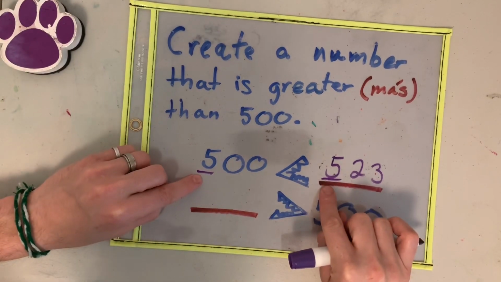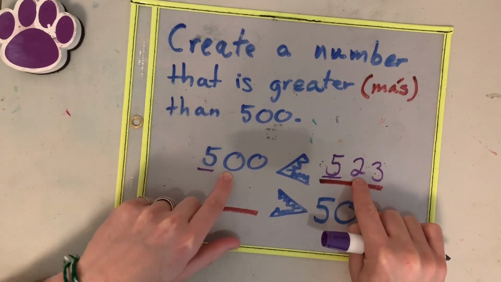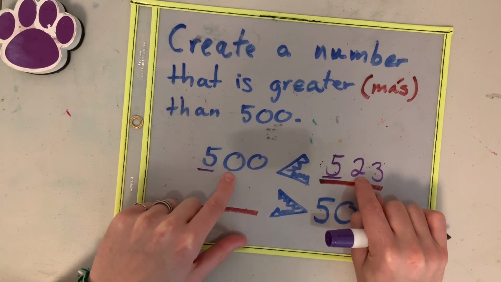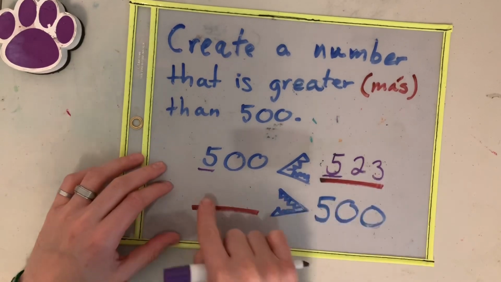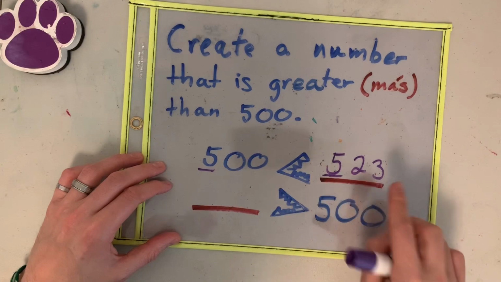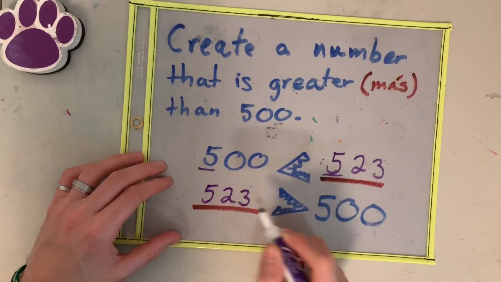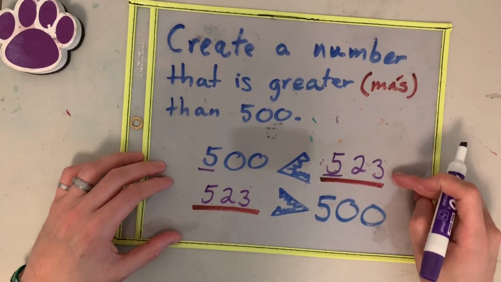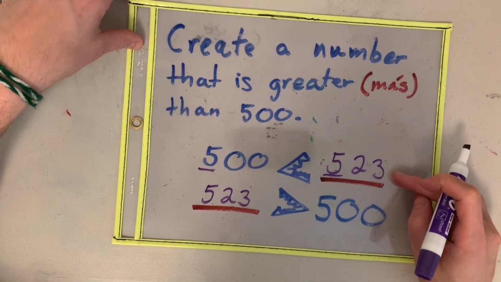So if they're the same, I need to go to the next number. So we're in the tens. Now this is 0 tenths, this is 2 tenths. Which one is greater, 0 or 2? We have 2. 2 is greater. This is why 500 is less than 523. If I flip it, I have 523. It's more than 500. So this is my number. I want you to create your own number.